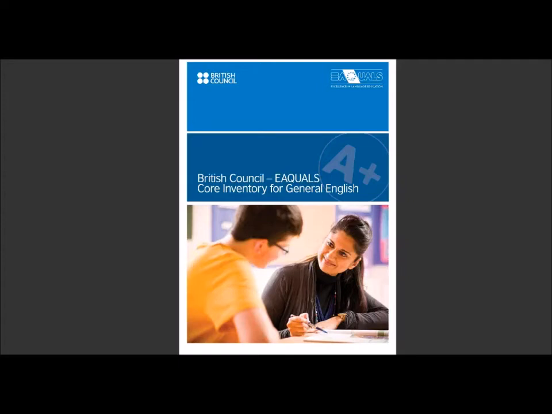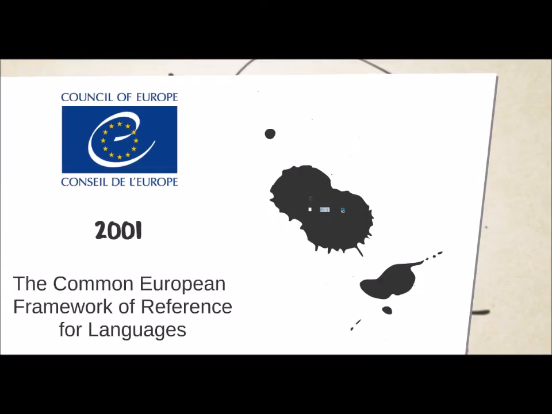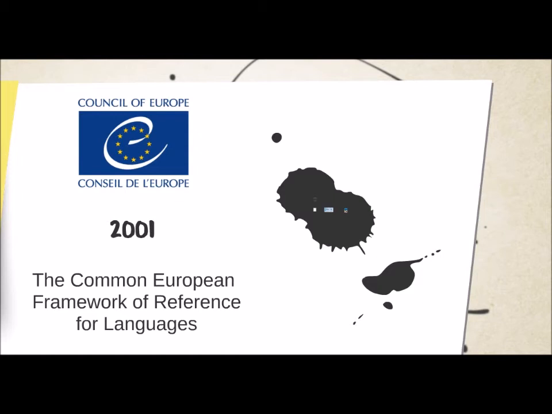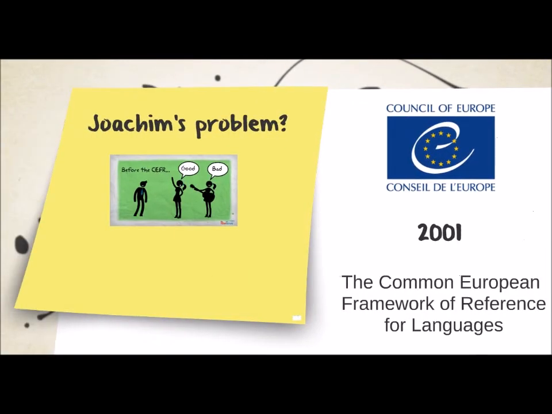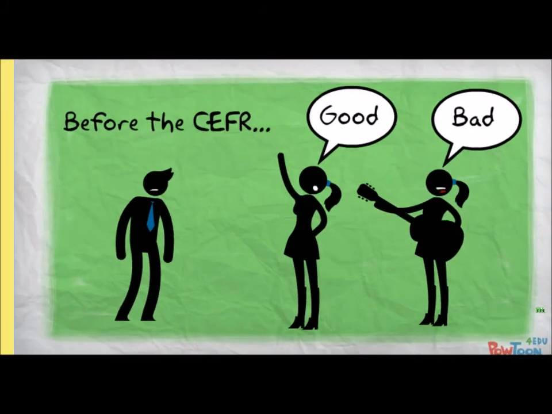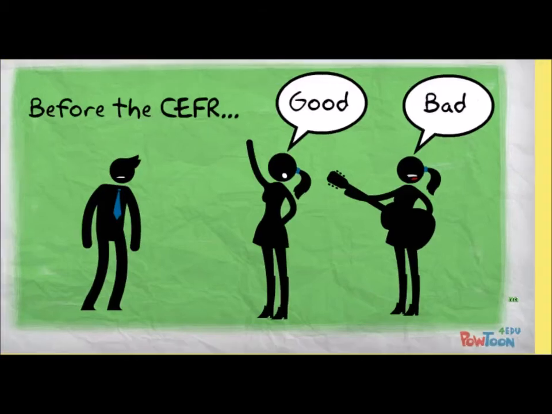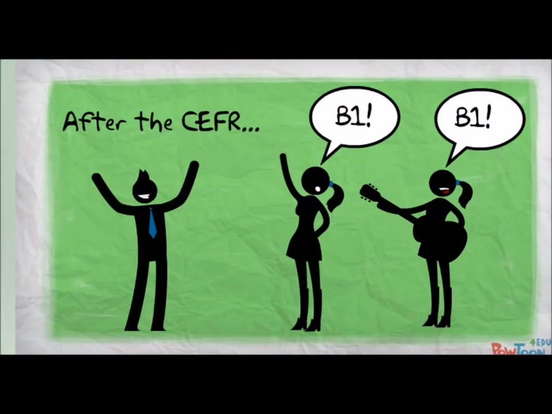So that's a basic overview of the document. So really, how does this help Joachim? Remember Joachim's problem. Fancy Flo from France thought he had good English, but native speaker Crazy Cat thought that he had a poor English. Now that we have the CEFR, they both have a scale in which to compare his English use.